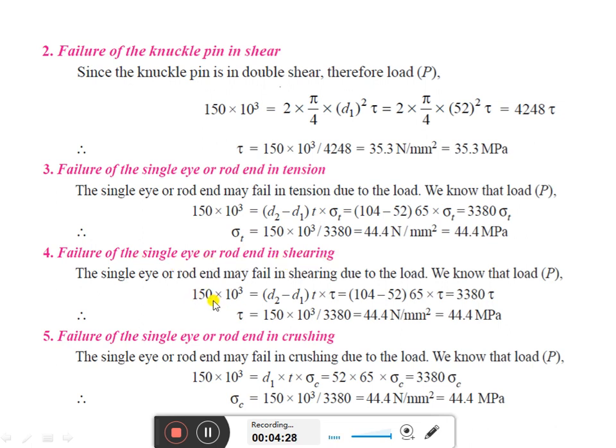Then step 4, the failure of single eye or rod end in shearing. That is P equal to D2 minus D1 into T into tau. Substitute the values of P, D2, D1, and find the value of tau, which is equal to 44.4 megapascal. Then step 5, failure of single eye or rod end in crushing. Load P is equal to D1 into T into sigma C. Substitute the values of D1, T, and P, and find the value of sigma C, which is equal to 44.4 megapascal.